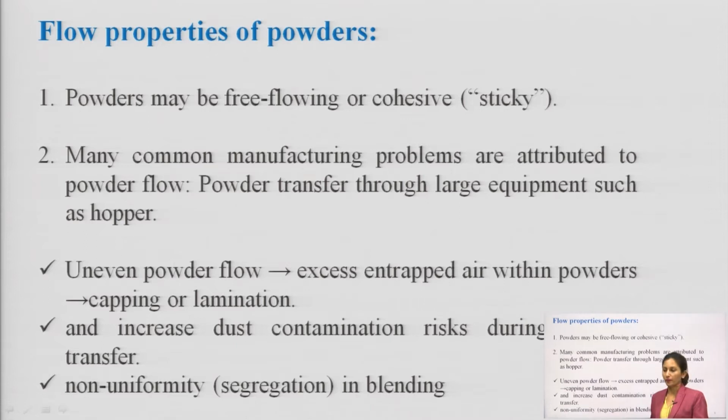Flow properties of powder. Now, we have already discussed all types of density: the bulk density, tap density, true density, the granular density. So, what is the porosity, what is the void volume. Now, all these densities and porosity will ultimately affect the flow properties of the powders. How will the flow property be affected? Powder may be free flowing or cohesive. Cohesive means they are sticky in nature.